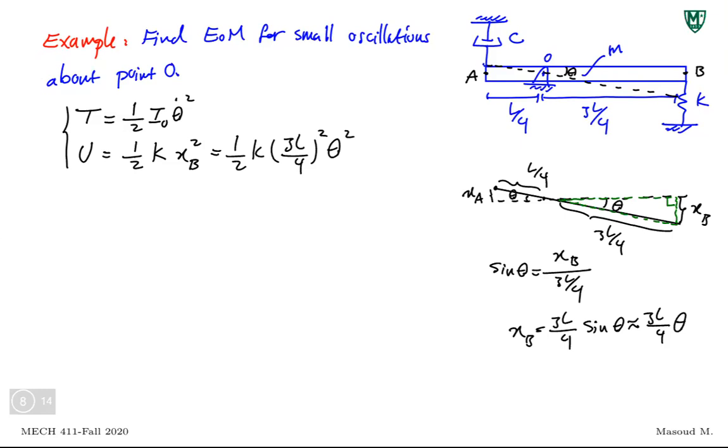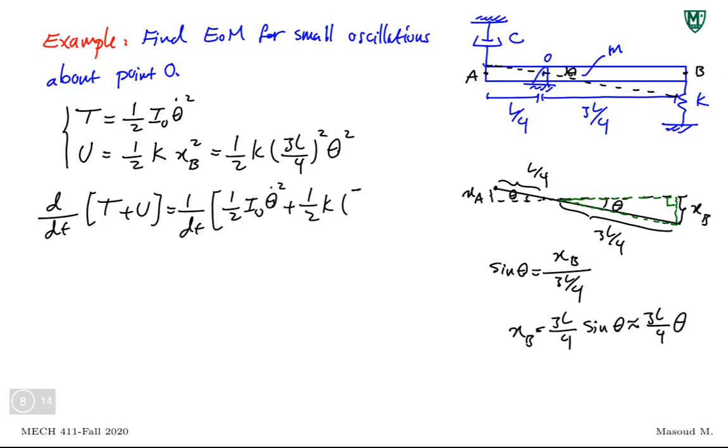Now let's find the derivative. d/dt of T plus U. That would be d/dt of 1/2 I-O theta dot squared plus 1/2 k (3L/4) squared theta squared.